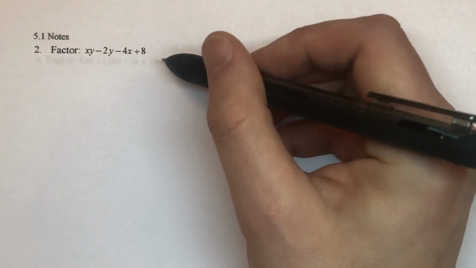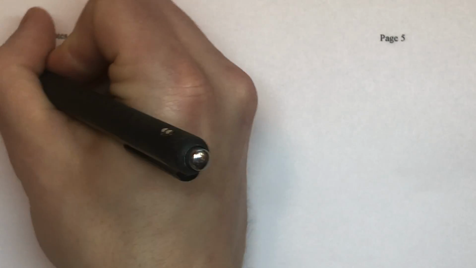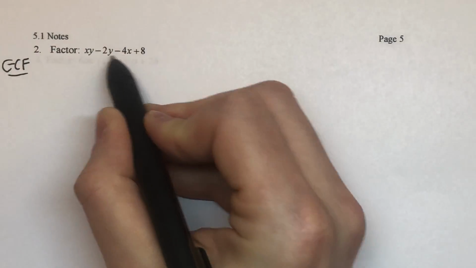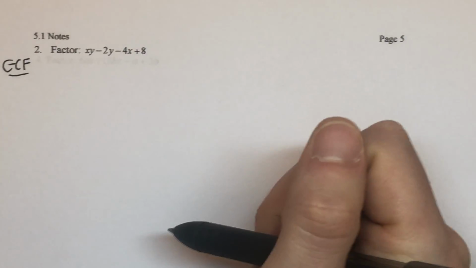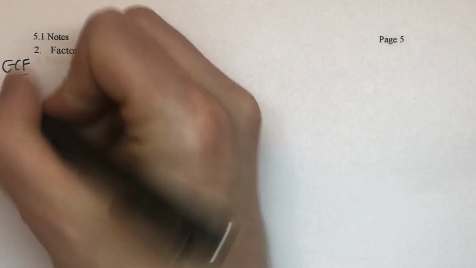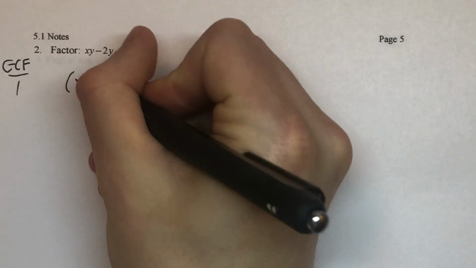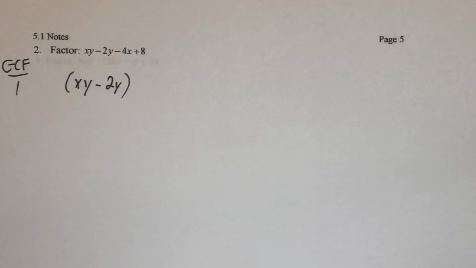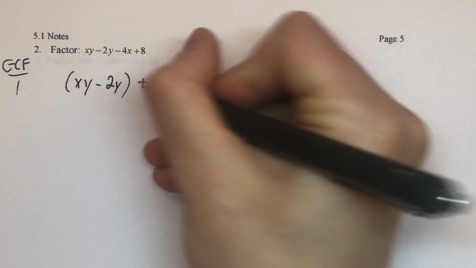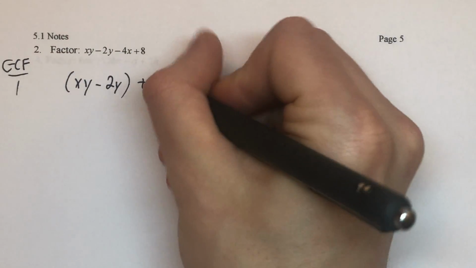So we see 4 terms, but the first step, always, first step, GCF. So 1, 2, 3, 4, I don't see any numbers in common or any variables in common. So again, GCF is 1. Once GCF is 1, and that's out of the way, then we can get to the actual process of grouping. Now, with this case, I'll group the first 2, xy minus 2y. But here's the deal. We are always going to put a plus between these first 2 and the second 2.